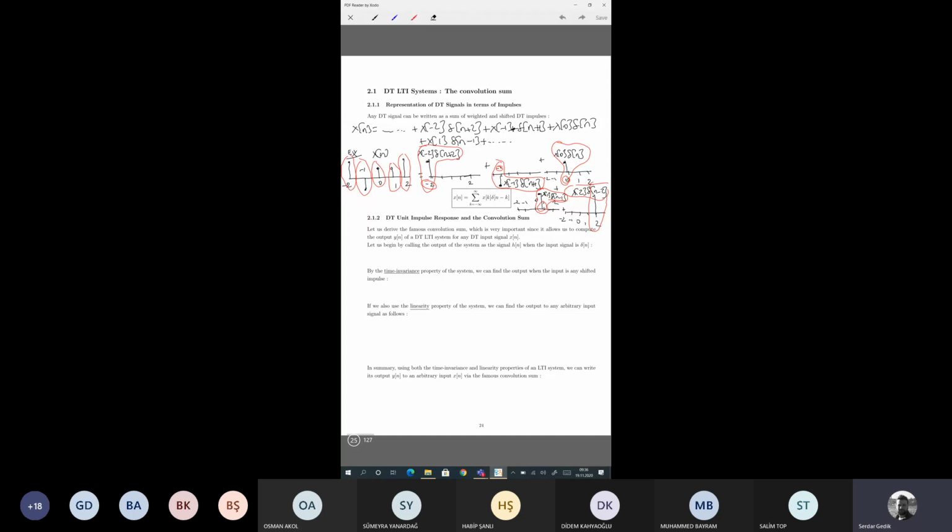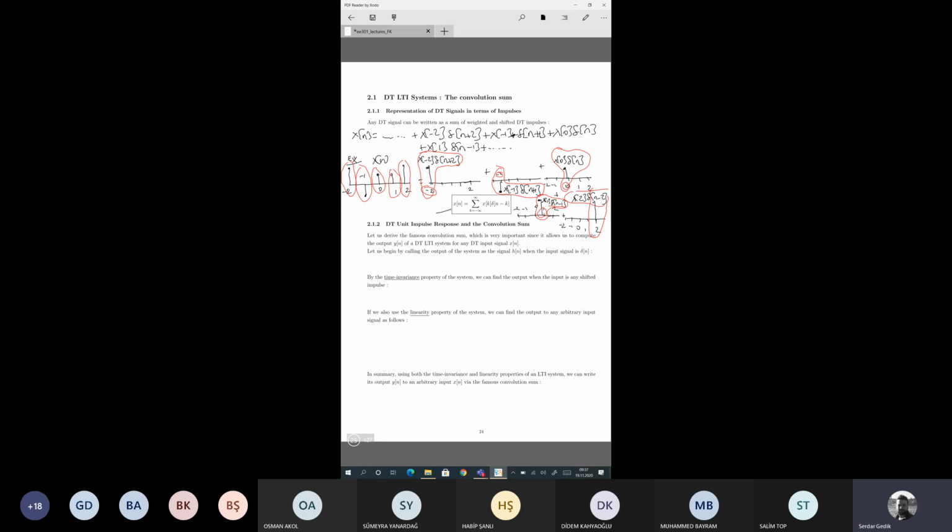So this brings us to this very, very important relationship. It tells you that if you have x of n, you can write it as a sum of scaled and shifted impulses. It is nothing but this formula here. This is called our shifting property. It is quite important in the analysis of impulses.